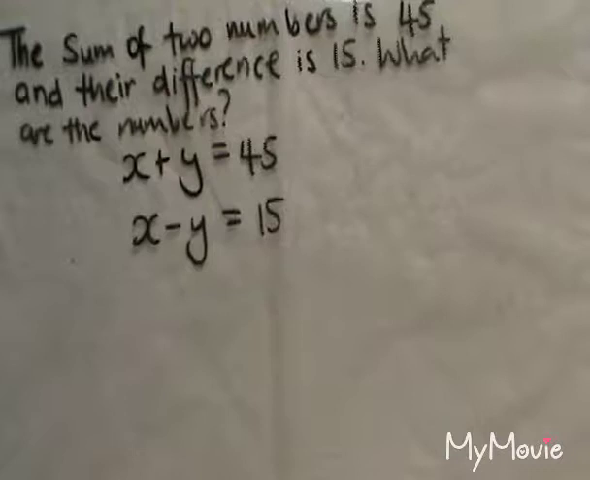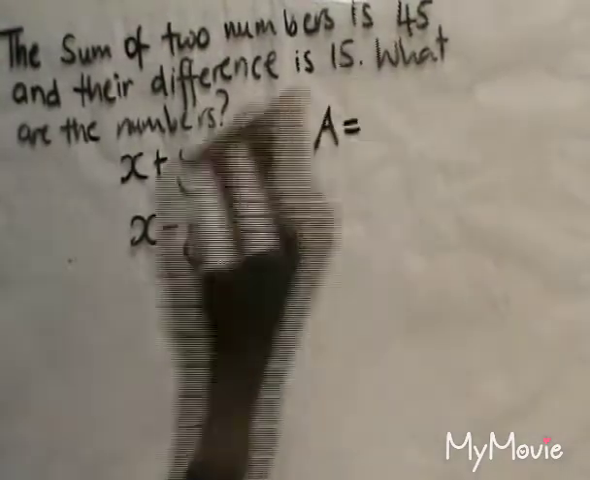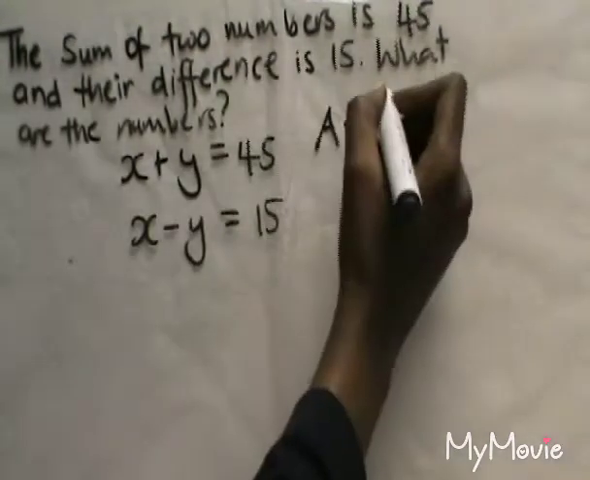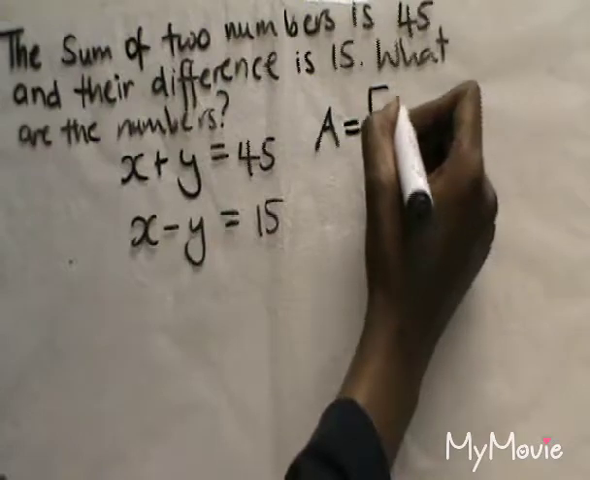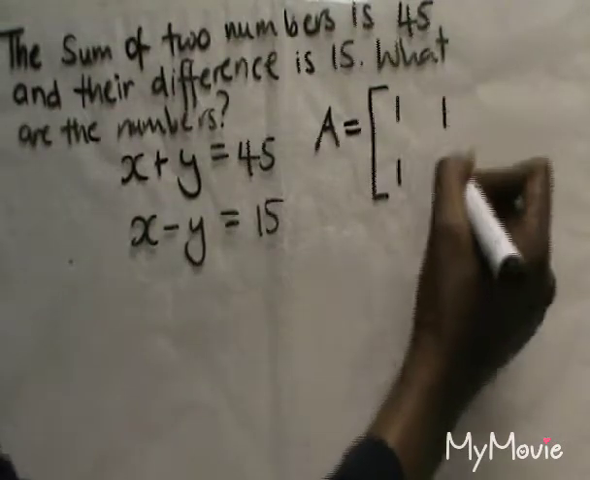Now again, you can always solve this with substitution, elimination, graphically. But in this question, we are focusing on Cramer's rule. So you can always try it using elimination and see how the answer is going to be the same. So with Cramer's rule, if you remember, first thing we need to do is form our matrix A, which is our coefficient matrix. So we take the coefficients of x, which is 1 and 1, and then the coefficients of y, which is 1 and minus 1.